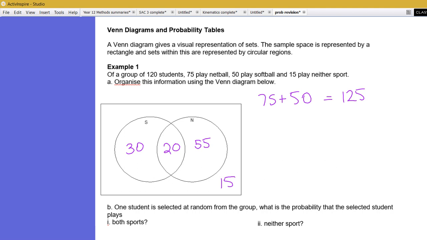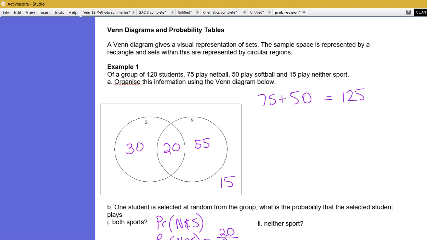So now that we've got that information organised in our Venn diagram, you just do a quick check to make sure that you have got 120 students. So, yep, I've just done that, and so that's all good. And now if you want to find the probability, so a probability that they play netball and softball, playing both is actually the intersection. Netball intersecting with softball. So that's 20 students out of the total, which simplifies to 1 in 6.